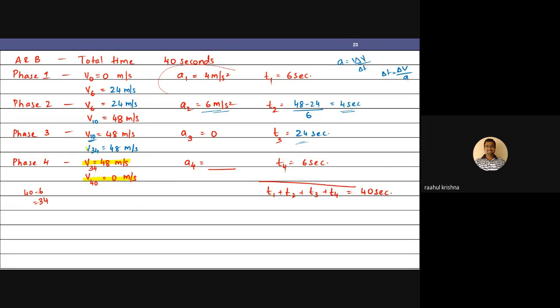Yes sir. So in my third phase, what happened here? It is 34 seconds. And when does the third phase start? When does the constant velocity phase start for me? After 6 seconds, after 6 plus 4, after 10 seconds. So what is the duration of my third phase, the constant velocity? From 10 seconds to 34 seconds. 34 minus 10, the total time duration for my third phase is 24 seconds. Okay, now understood?